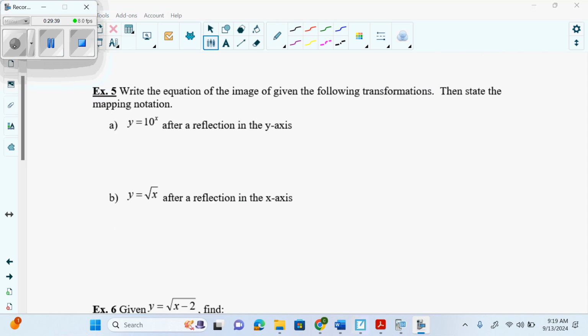This one says write the equation of the image given the following. There's an extra of in there. Then state the mapping notation. So after reflection in the y-axis. So if it's a reflection in the y-axis, it affects the what? How do I reflect in the y? I'm changing the x's. I'm negating the x's, right? So I'm going to get y equals 10 to the negative x. That's it. And then my mapping is going to be xy becomes negative x comma y.